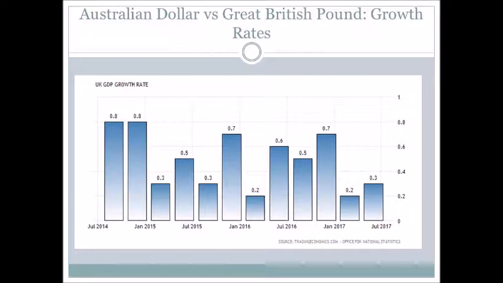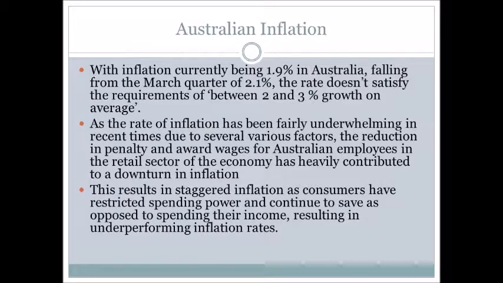The rate of inflation has been fairly underwhelming in recent times, due to several factors. The reduction in penalty and award wages for Australian employees in the retail sector of the economy has heavily contributed to a downturn in inflation, as wages are required to rise with the general prices of goods and services.